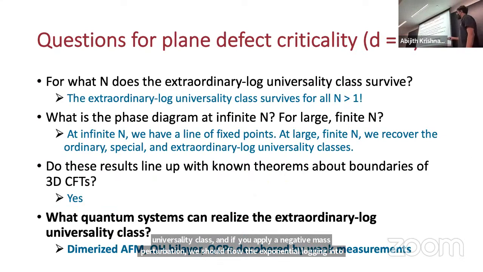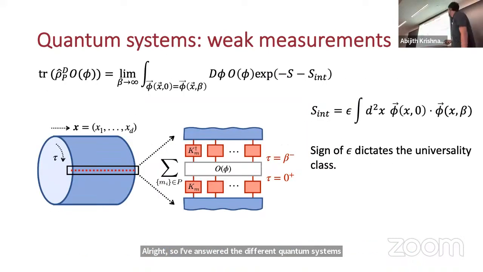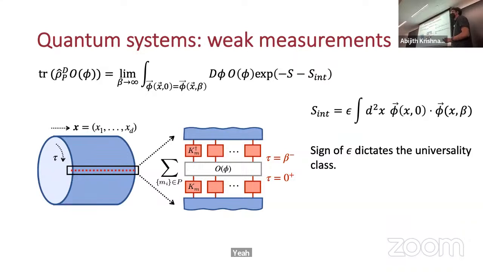All right, so I've answered the different quantum systems that can realize the extraordinary log. After we do this post-selection, we can look at the equal time correlation function. The ordinary case will have this, and the extraordinary log will have this.